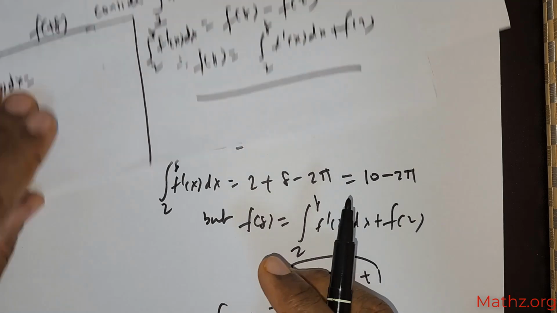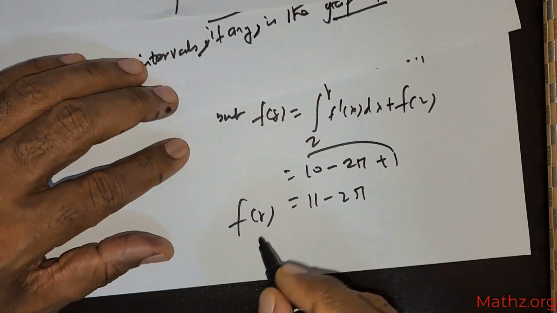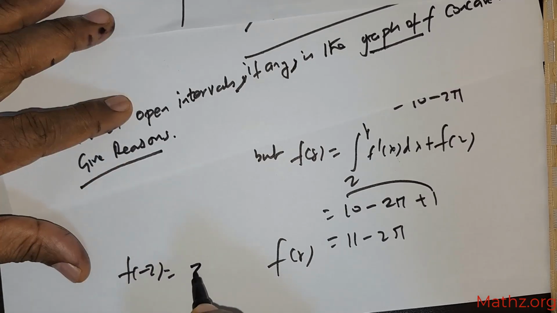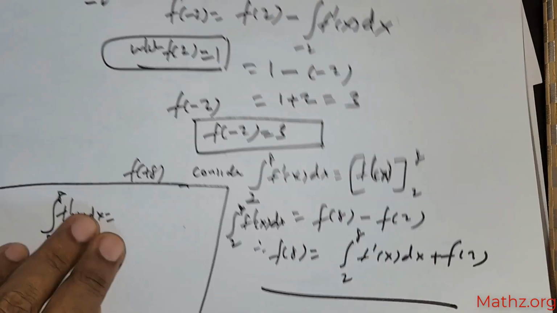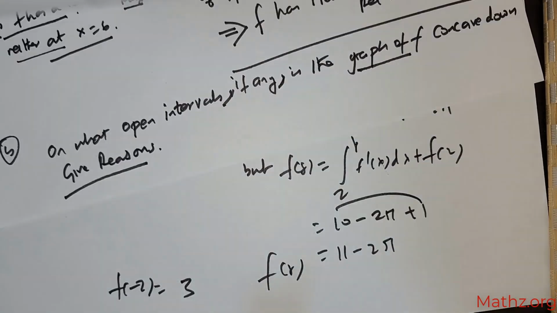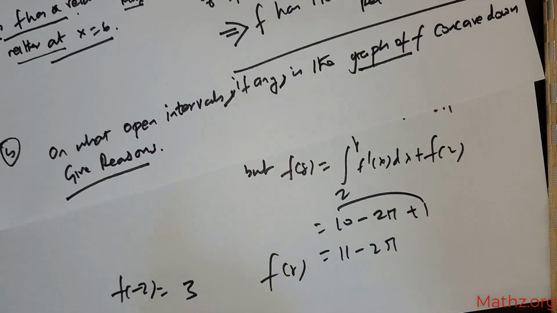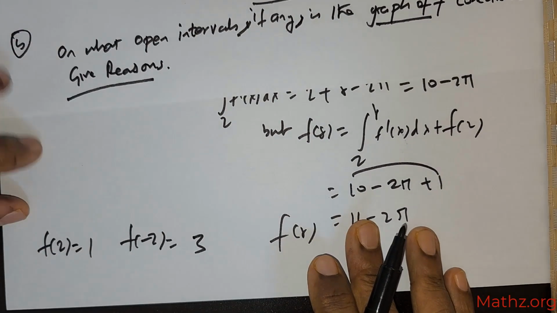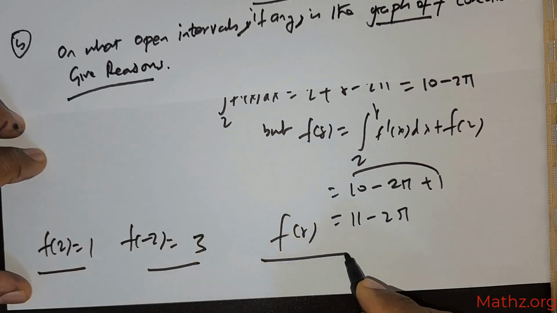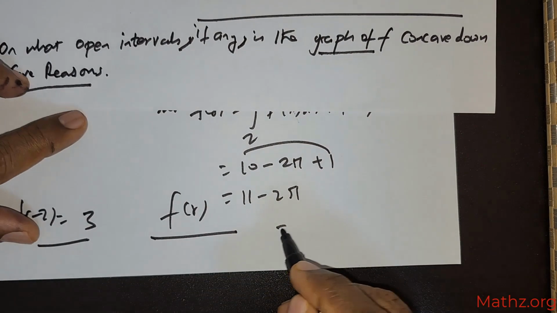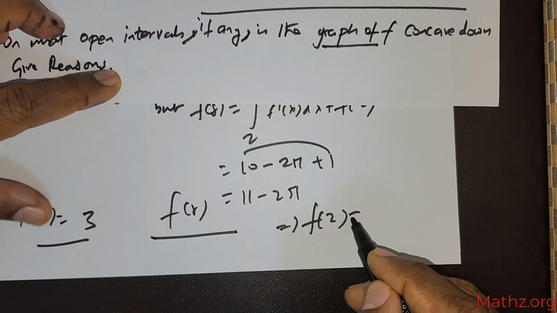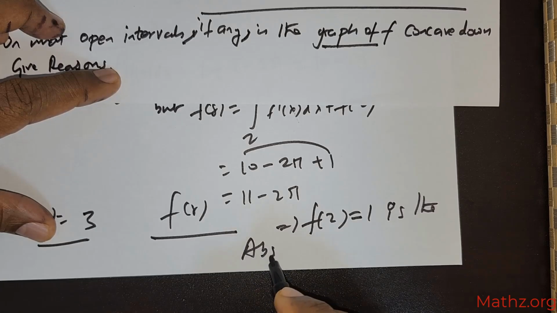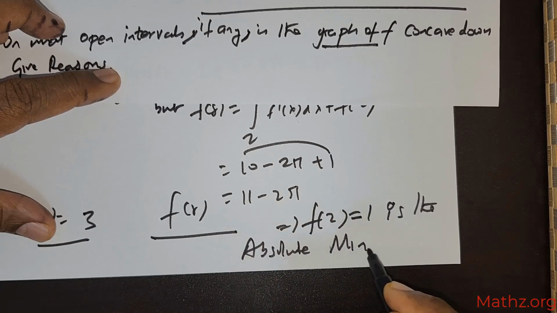Now clearly, if you go back and check the values, we have got f of negative 2 as 3 units. That's exactly what we got here. And f of 2 is what? f of 2 is equal to 1 unit. So this means f of 2 is equal to 1, which is the absolute minimum.